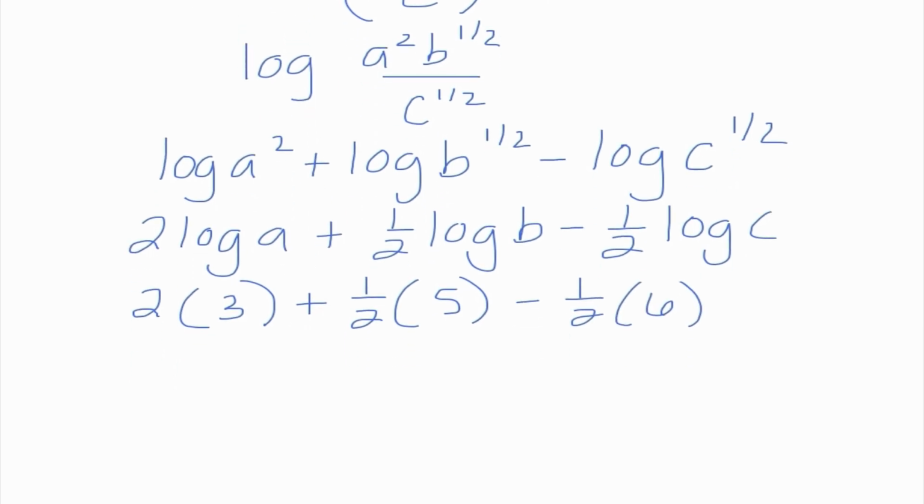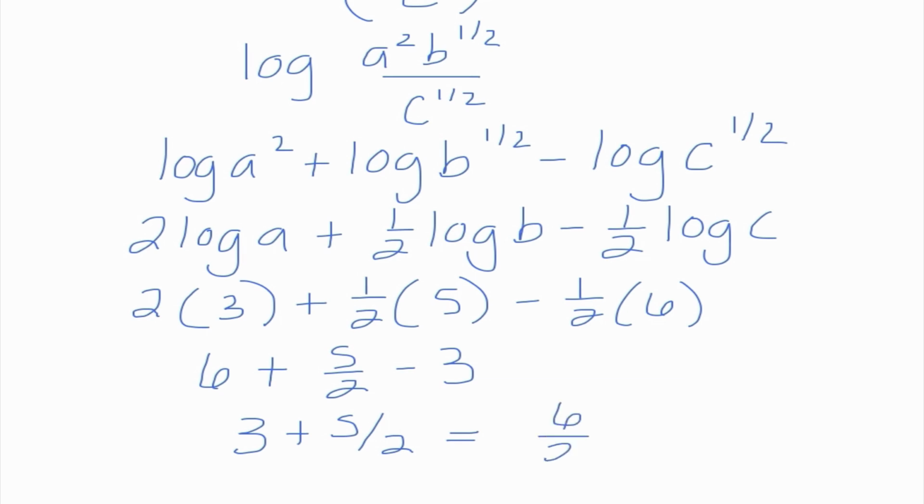So if I'm going through this problem, I get 6 plus 5 halves minus 3. So I could think of that as 3 plus 5 halves, which would be like 6 over 2 plus 5 over 2, or 11 over 2. So we're following the same idea here. The only thing that made this one a little tougher was dealing with that square root, which we knew was really like a 1/2 power.